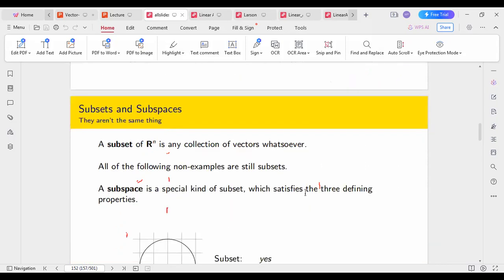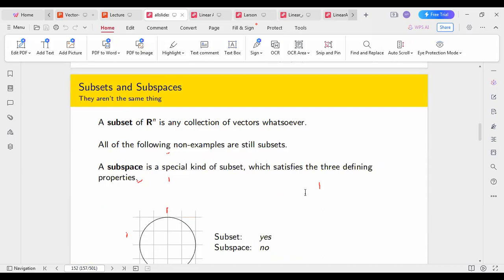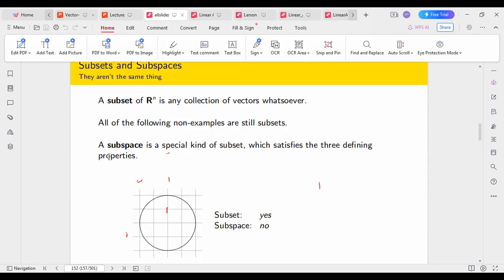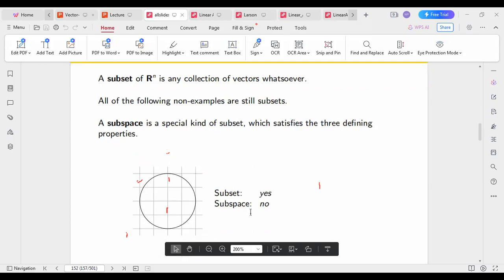Now, subsets and subspaces. They aren't the same thing actually. Subsets and subspaces are different things. A subset of Rn is any collection of vectors, whatever. All of the following non-examples are still subsets. A subspace is a special kind of subset which satisfies three defining properties. This is the difference between subset and subspace. And this is actually a subset, yes, but a subspace, no.